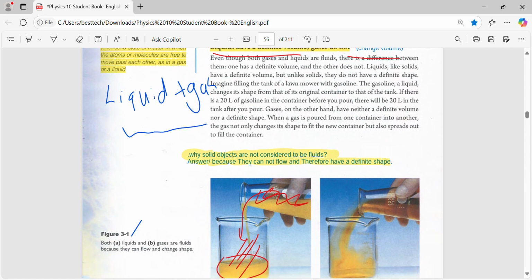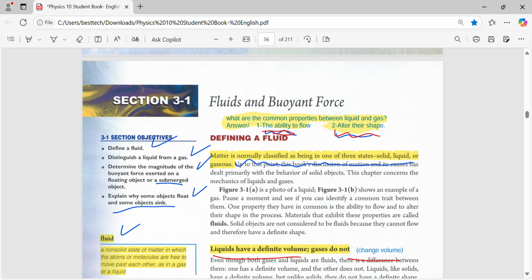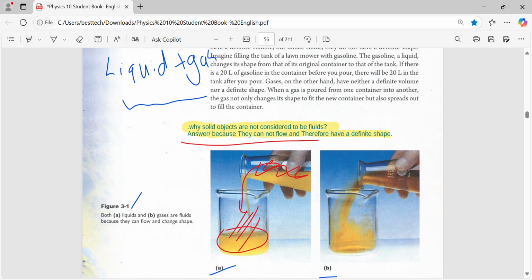We have another important question. Why are solid objects not considered to be fluid? Why can't we say solid is like a fluid? Because solid, as we know, is solid. It doesn't have the ability of liquid and gas. They cannot flow and therefore have a definite shape. But liquid and gas, we said, the shape can change and they can flow.